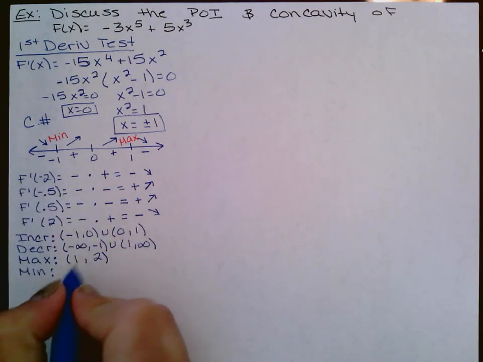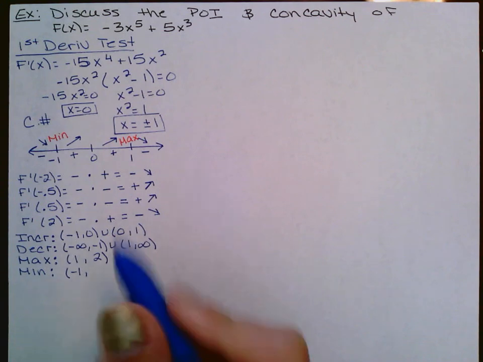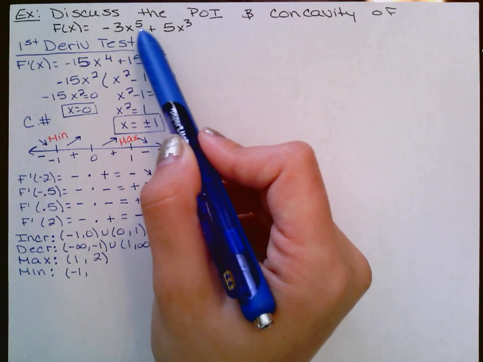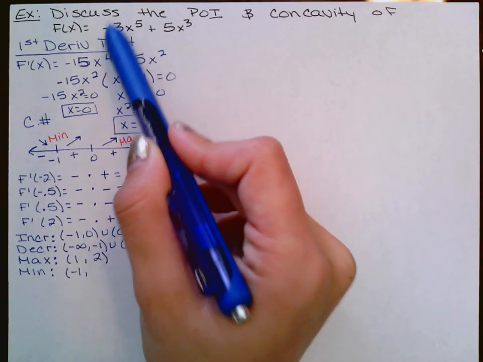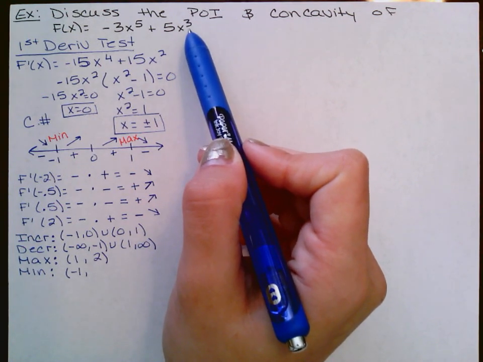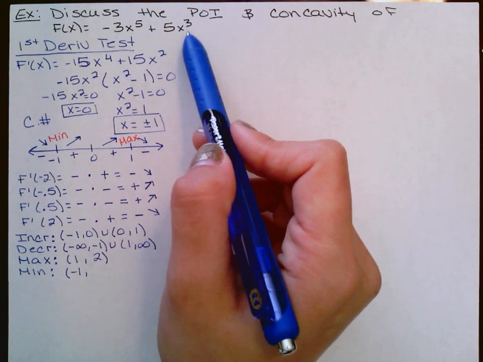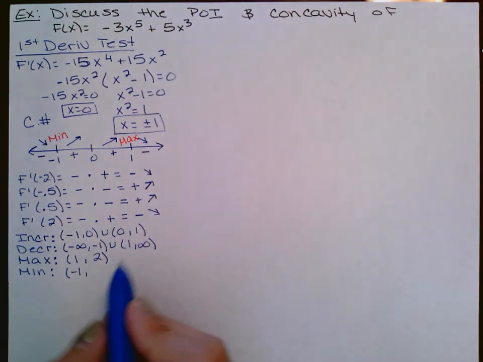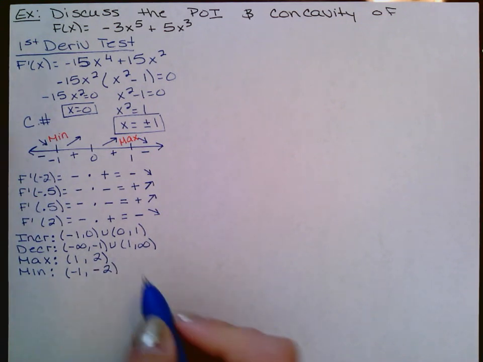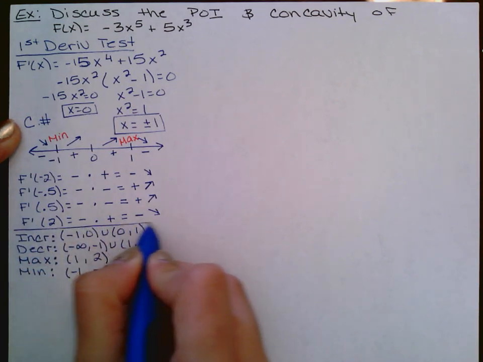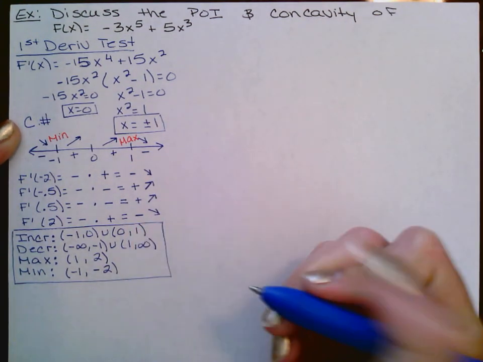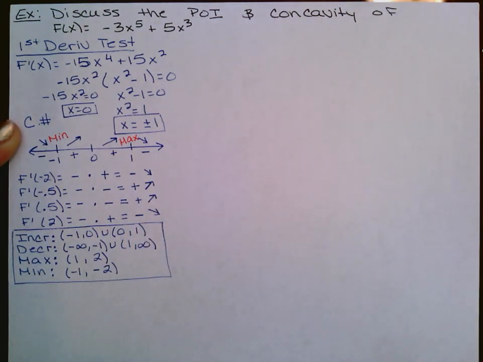My min occurs at -1. To find the location, I need to plug that -1 into the original. -1 to the 5th stays negative because this is an odd exponent. So this becomes a +3. And then -1 cubed also stays negative. -1 times 5. We had a -5 and a +3. So we end up with -2. Okay. All right, let's go ahead and go for our second derivative test.